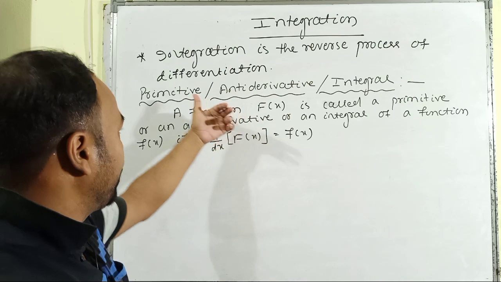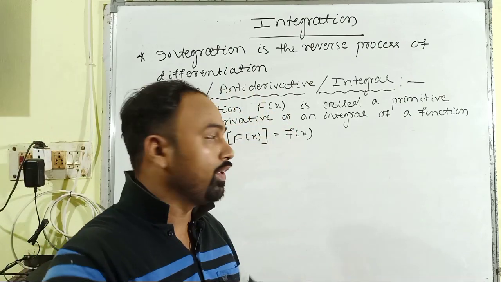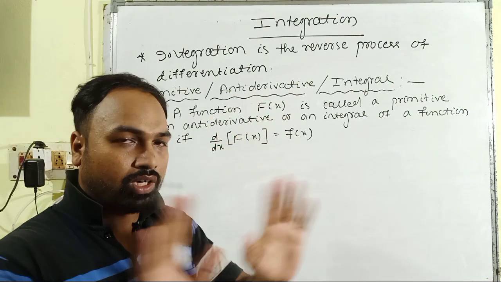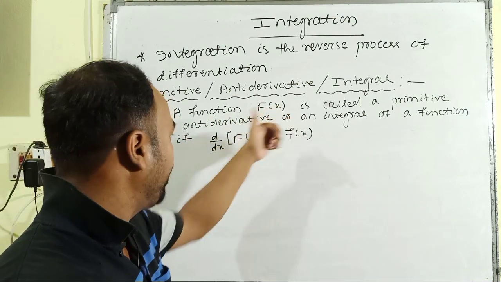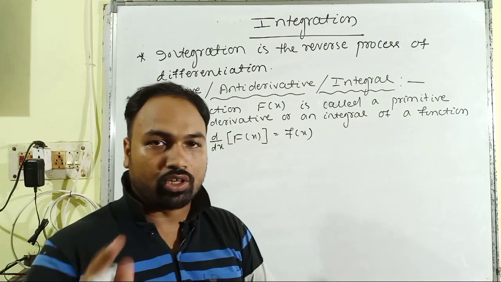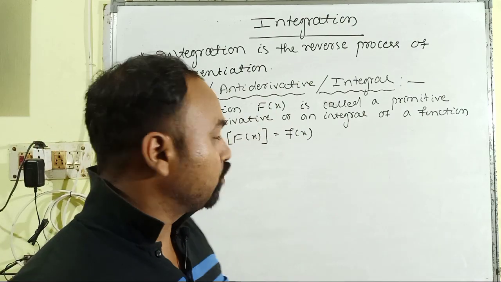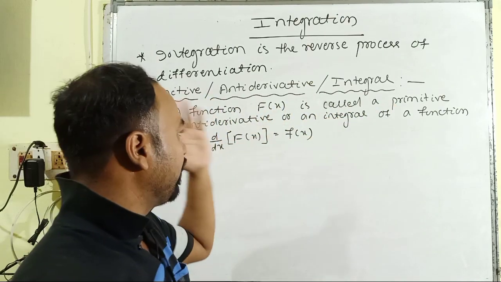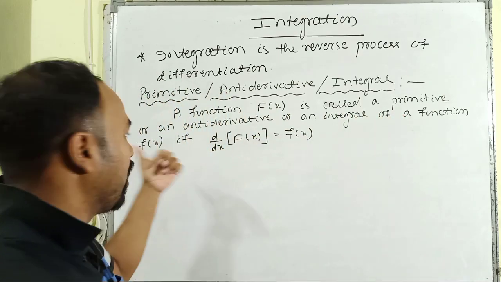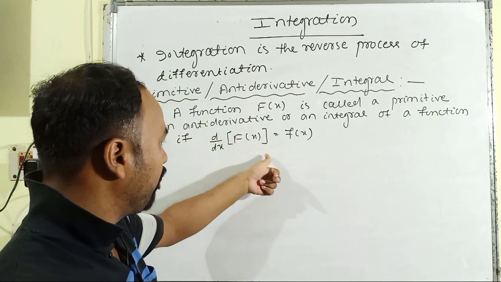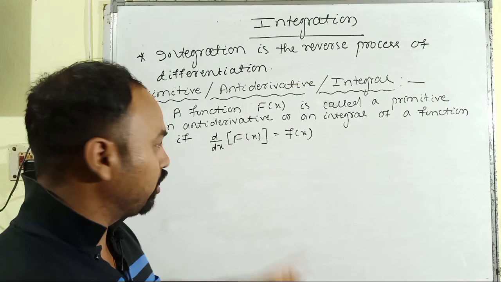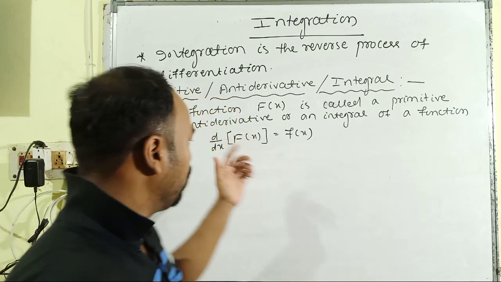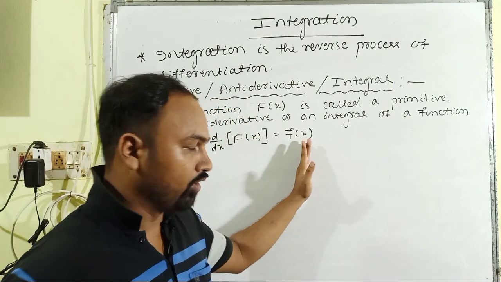Let us move to the definition of primitive, which is also called antiderivative, or also integral. So what is the definition? A function capital F of x, but you have to make the difference between capital F of x and small f of x, because there are two functions. A function capital F of x is called a primitive, an antiderivative or an integral of a function small f of x if the derivative of capital F of x is equal to small f of x. Let us take capital F of x as the first function and small f of x as the second function. So the derivative of the first function is equal to the second function.